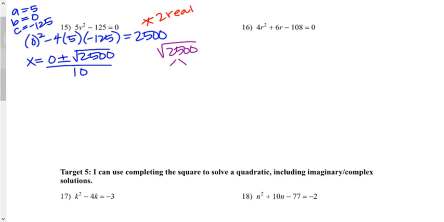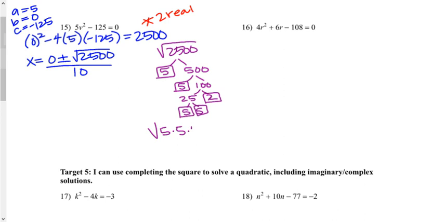When I divide 2500 by 5, I get 500. 5 times 100. I'll do 25 and 2, and then 5 and 5. So I have all these to box up. And then let's see. This becomes 5 times 5 times 5 times 5 times 2 under the square root. So I can pull out not 1 5, but 2 5s. They're going to go right out front.